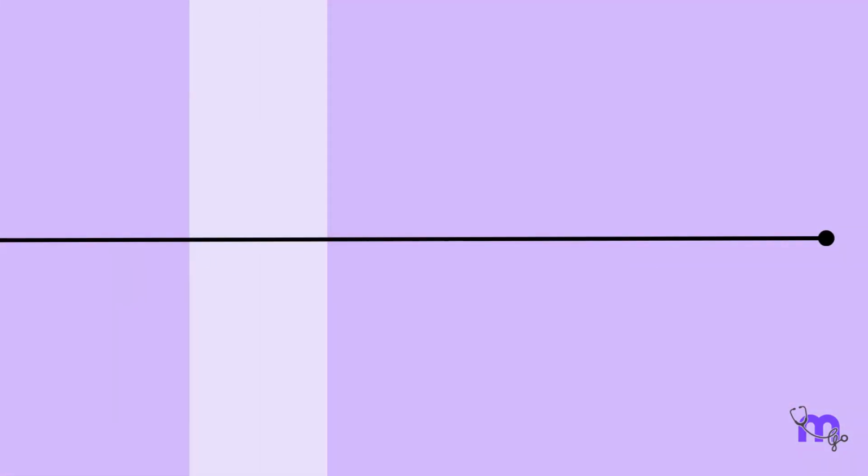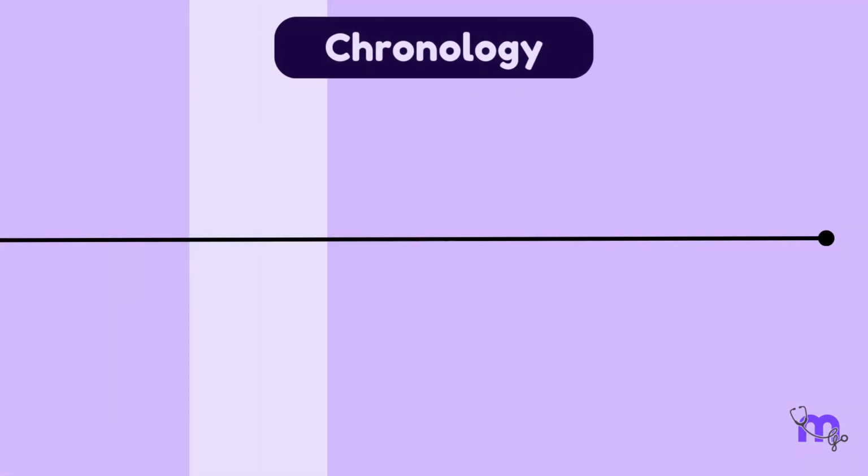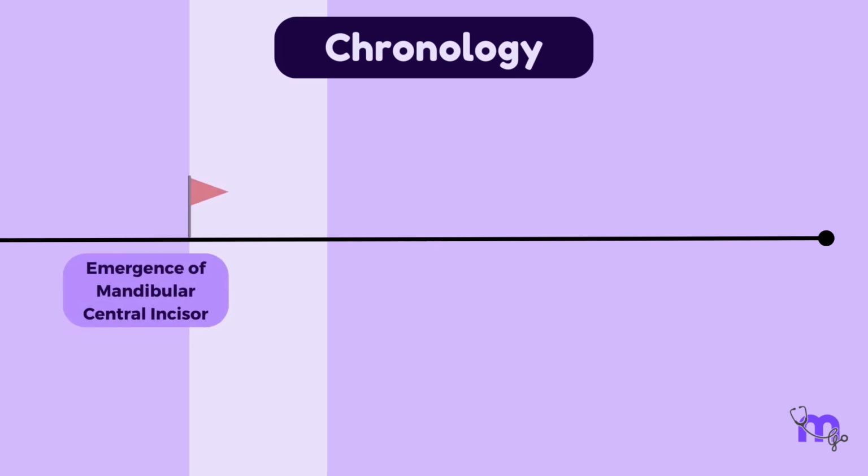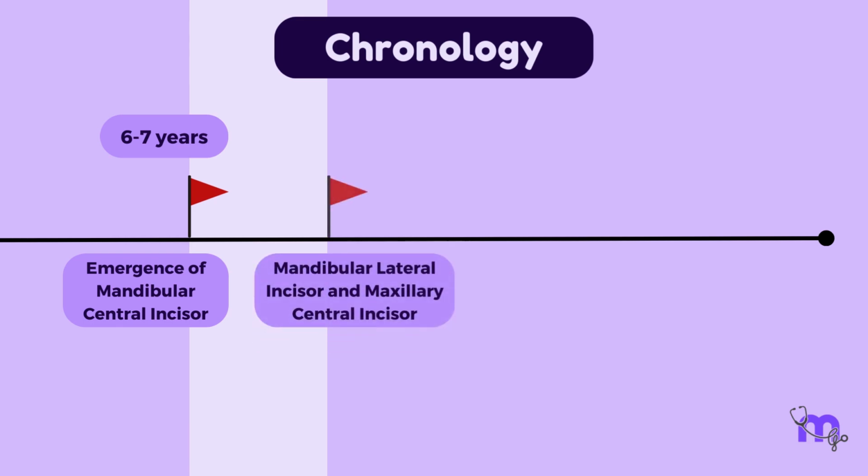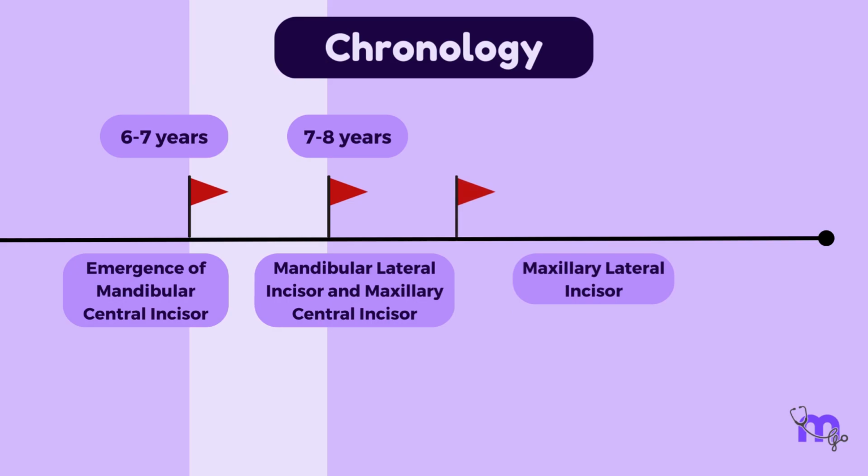Finally, let's also delve into the chronological differences in the eruption of these teeth. The mandibular central incisor takes the lead by erupting first, typically between the ages of 6 and 7 years. Following closely, both the mandibular lateral incisor and the maxillary central incisor make their appearance nearly simultaneously, generally emerging between the ages of 7 and 8 years. Lastly, the maxillary lateral incisor completes the sequence, typically erupting around 8 to 9 years of age.